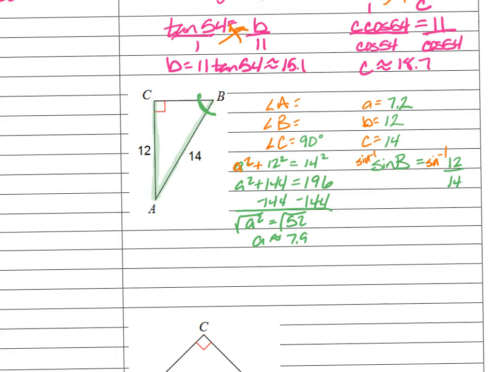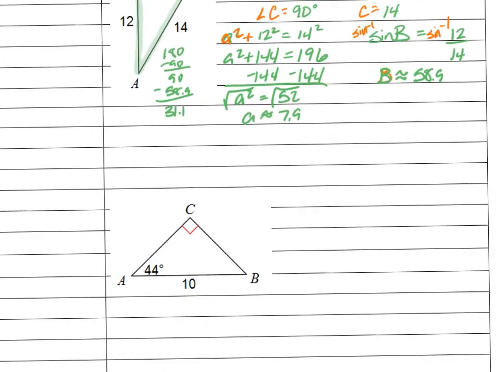So angle B is approximately going to be equal to 58.9. So angle B is 58.9 degrees. So to find angle A is pretty easy. I'm just going to do 180 minus 90, which is 90, minus 58.9, which is 31.1. So there's 31.1 degrees.